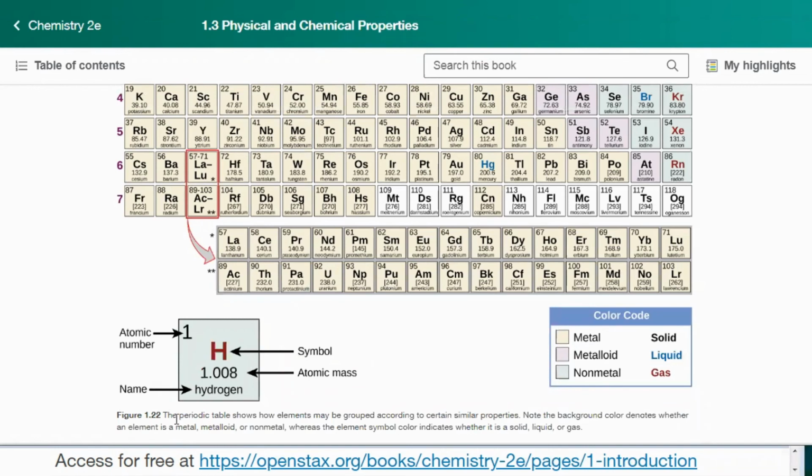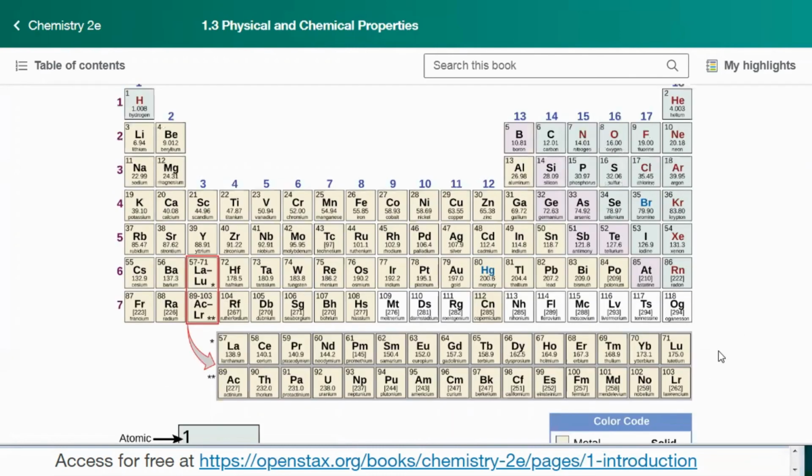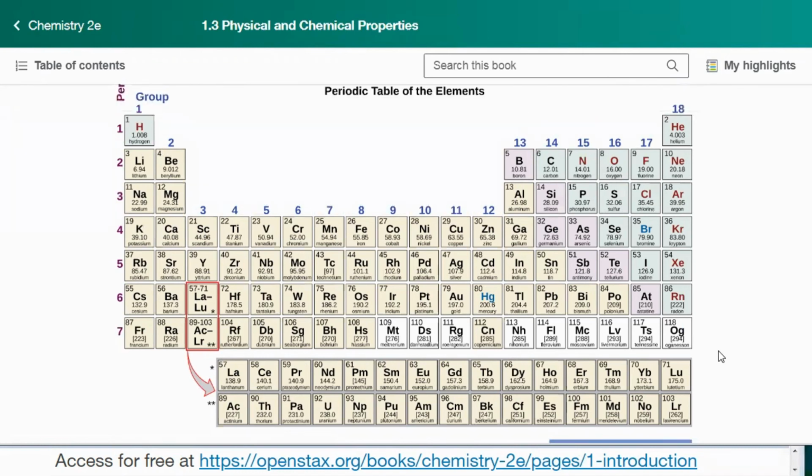Figure 1.22, the periodic table shows how elements may be grouped according to certain similar properties. Note the background color denotes whether the element is a metal, metalloid, or nonmetal, whereas the element symbol color indicates whether it is a solid, liquid, or gas. How about that? I like that. That's a very nice form of the periodic table. I don't remember it being this detailed with the color coding, which is great. I mean, some of the ones that I'd seen.